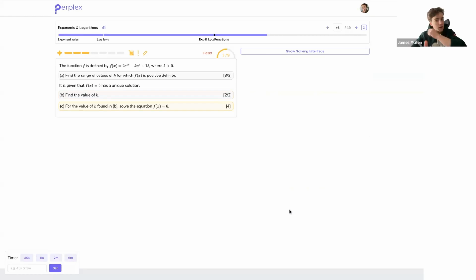For the value of k found in B, so k is equal to 12, solve the equation f of x is equal to 6. Okay, so I have 2e to the 2x minus 12e to the x plus 18 is equal to 6. I'm going to cancel 6 there and replace 18 with 12. Then I have 2e to the 2x, 12e to the x, and 12, so I'm going to divide by 2. So I have e to the 2x minus 6e to the x plus 6 is equal to 0, right?